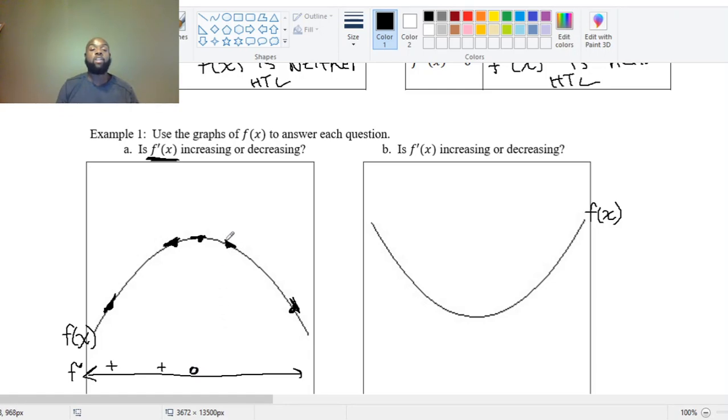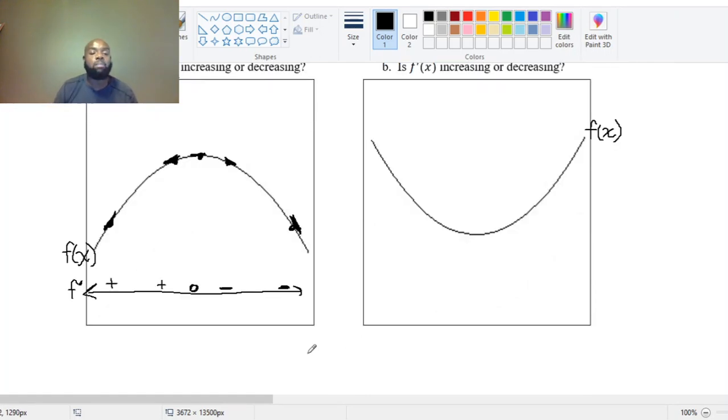Here, my tangent line is going down from left to right, so the derivative or the slope will be negative. And in here, it's even more negative because it's steep. So it's becoming more negative, right? This is what my derivative is doing. My derivative is being a positive number, a less positive number, 0, a negative number, and then more negative. This is telling me that f prime of x is decreasing.